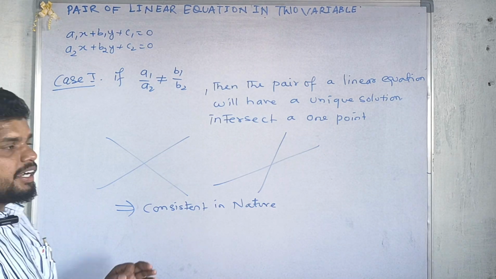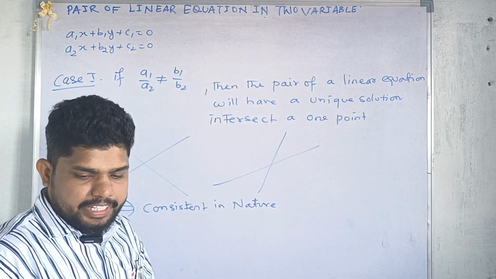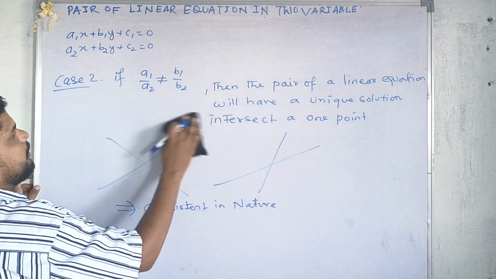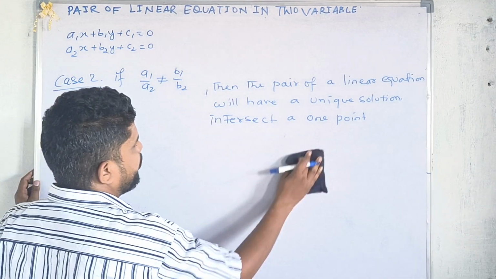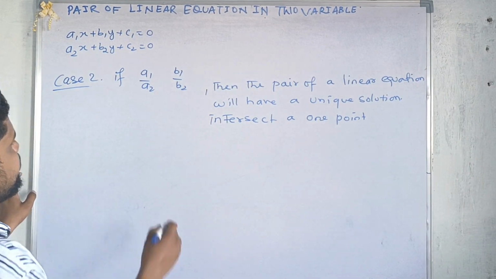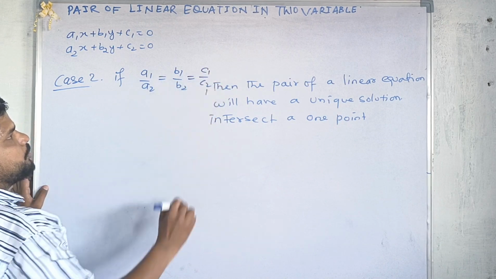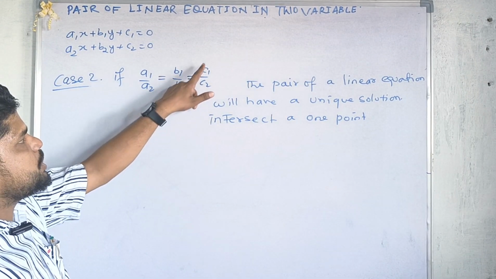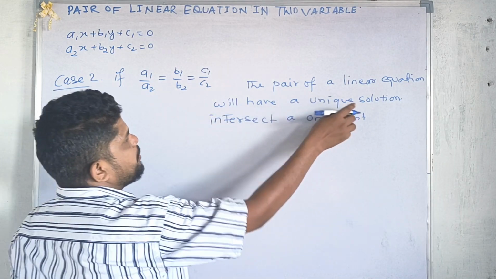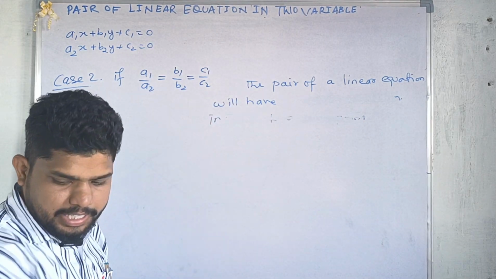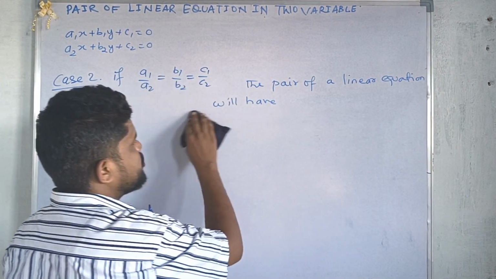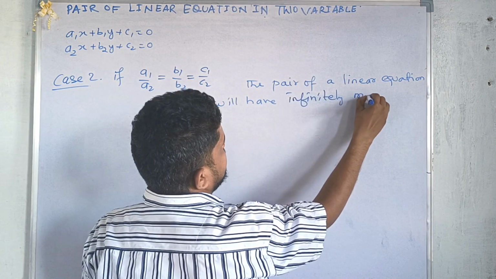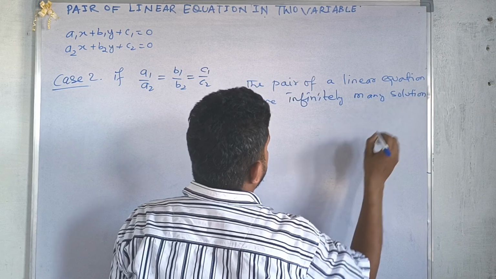Now let us see the second case. The second case says that if the ratio a1 upon a2 is equal to b1 upon b2 and that is equal to c1 upon c2, in that case the pair of linear equations will have infinitely many solutions.